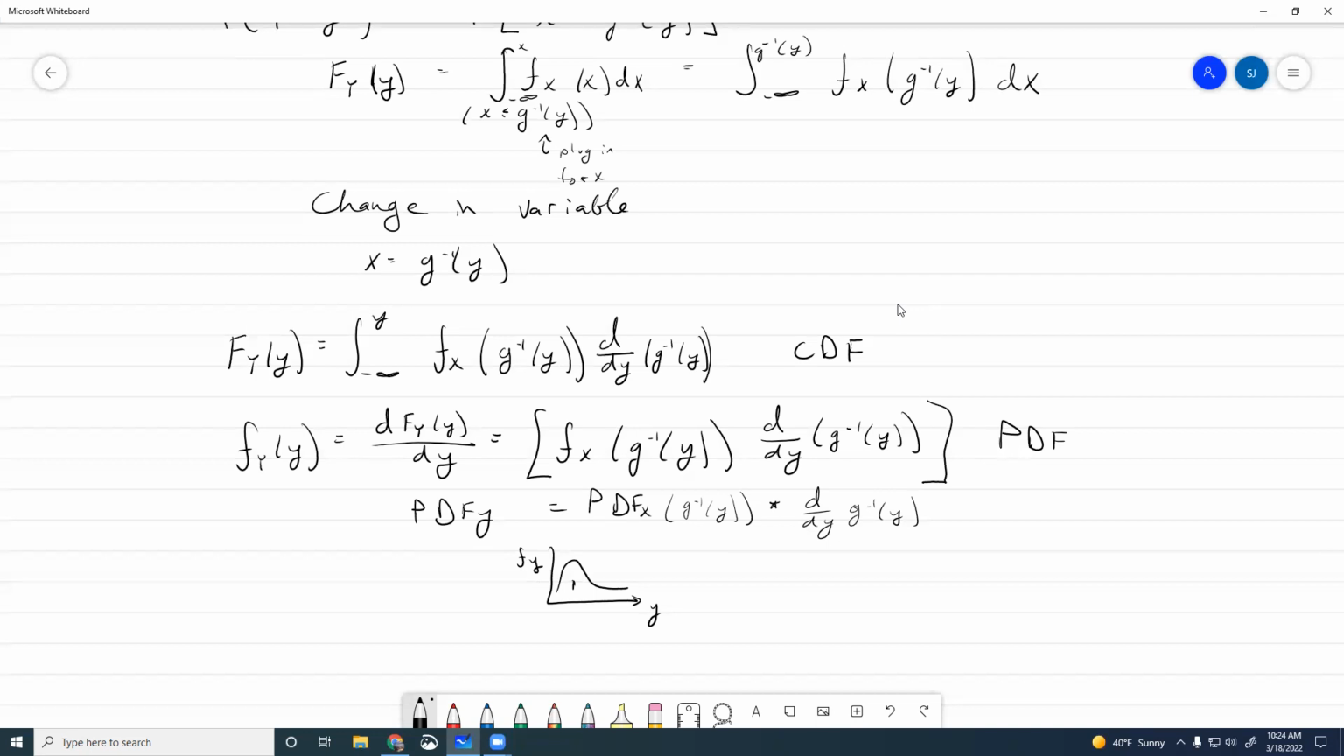But the last thing that we'll note is that we have to take the absolute value of this, because if y increases with x, so if y is a function of x and we plot y and x, if it looks like that, then this will be positive. The derivative will be positive because the slope is positive. But if the relationship is negative or nonlinear or whatever, then this will be negative. And so we don't want a negative PDF, right? We don't want negative PDF values. So that's why we'll take the absolute value of that.